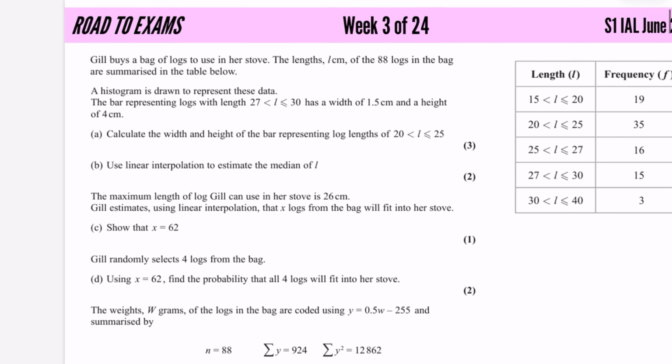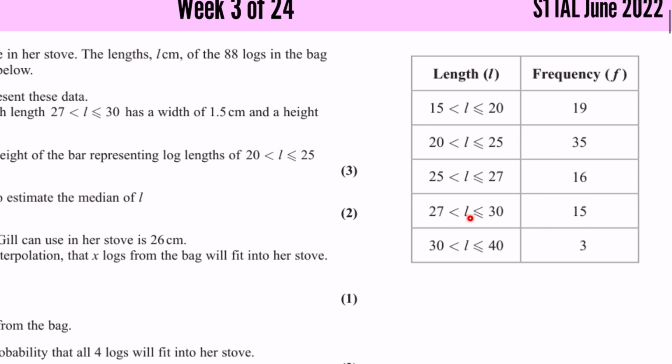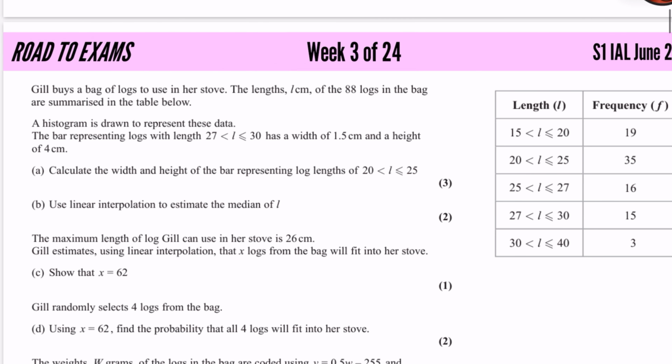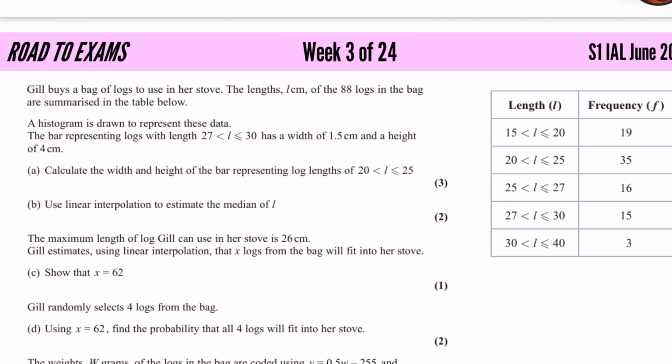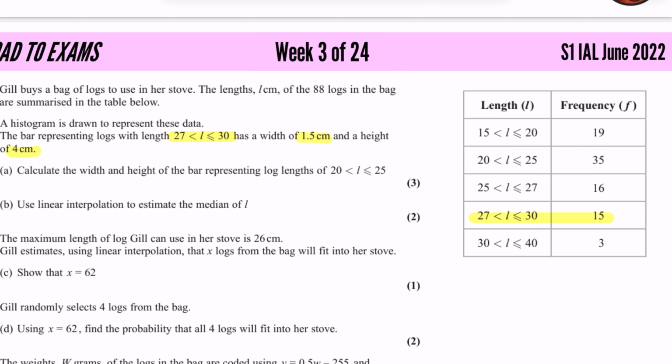It says that Jill buys bags of logs to use in her stove. The lengths, L centimetres, of the 88 logs in the bag are summarised in the table below. I've just put it over here to the right hand side. A histogram is drawn to represent these data. The bar representing the logs with length 27 to 30. Let me just highlight this from the table. So this bar is going to have a width of 1.5 and a height of 4. We're talking about the 27 to 30 bar that we've got here.